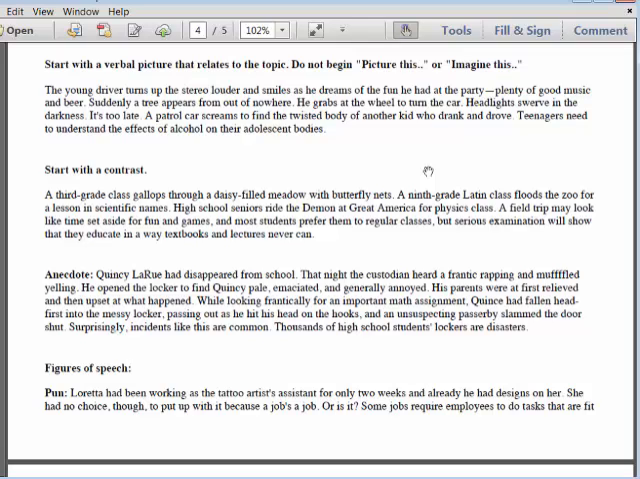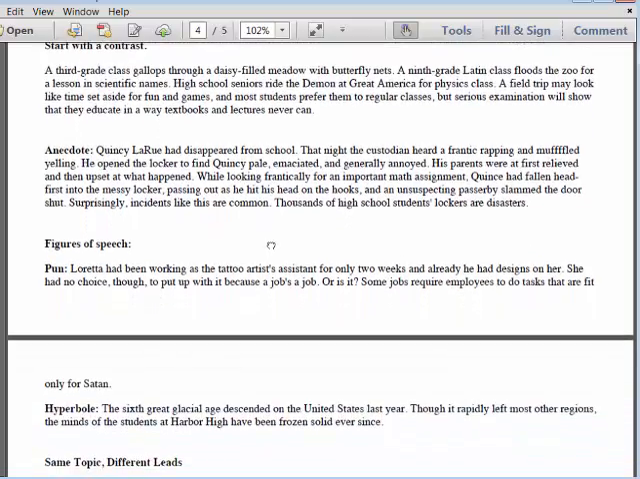You could also start with a contrast. A third-grade class gallops through a daisy-filled meadow with butterfly nets. A ninth-grade Latin class floods the zoo for a lesson in scientific names. High school seniors ride the Demon at Great America for physics class. A field trip may look like time set aside for fun and games, and most students prefer them to regular classes, but serious examination will show that they educate in a way textbooks and lectures never can. So that one's really interesting, too, because that sounds like it could be an argumentative topic.